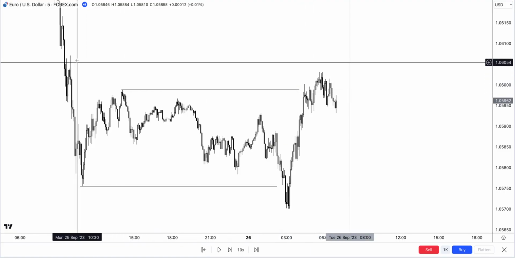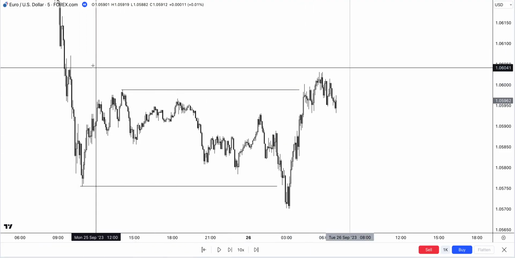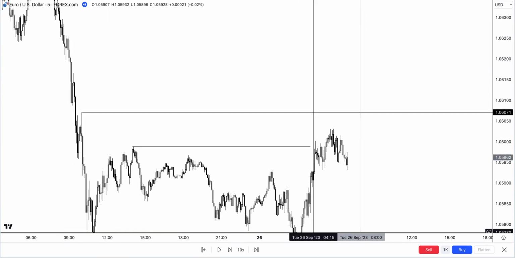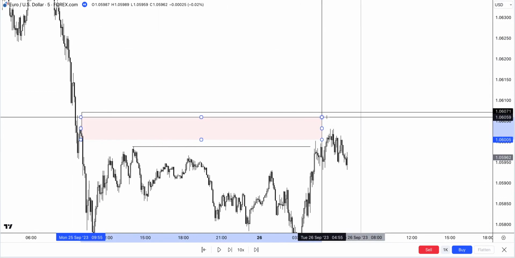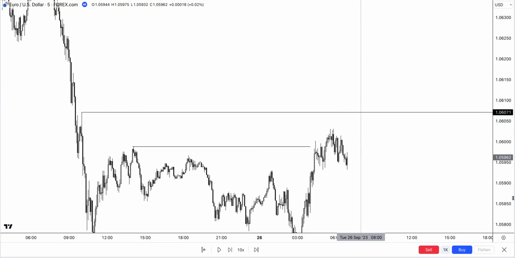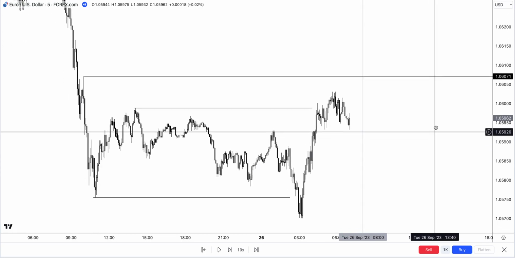And where is it building up at? Well, it's building up at this area to the left-hand side. So if we simply grab this high, 106.07 should get taken, right? Because that's where the buildup is occurring. All right, so we'll mark that high on.